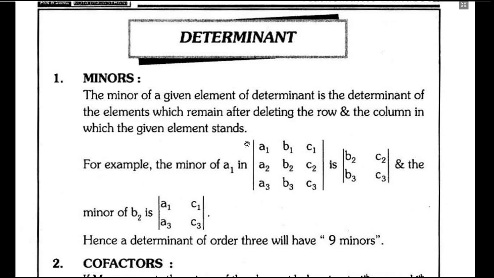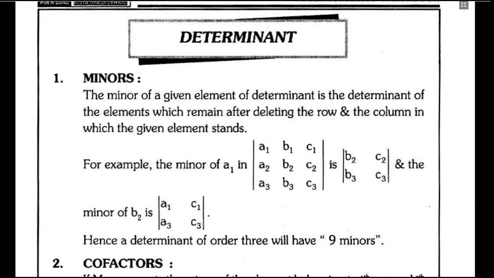The minor of a given element of a determinant is the determinant of the elements which remain after deleting the row and the column in which the given element stands. For example, the minor of a1 in this given determinant a1 b1 c1, a2 b2 c2, a3 b3 c3 is: you have to delete this row and this column, then the elements which are left behind, that is b2 c2 b3 c3, and finally this minor will be b2 c3 minus b3 c2. And the minor of b2 will be, leaving this column and this row, a1 c1 and a3 c3, and finally the answer will be a1 c3 minus a3 c1.